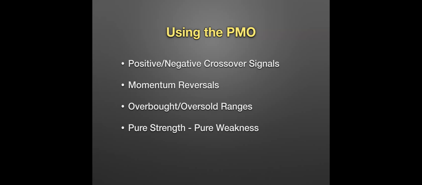The other thing that you can do with the PMO that's really important is you can find pure strength and pure weakness in a particular market move. So this is a very important aspect of the PMO, and I will explain how you can find that pure strength and pure weakness by looking at the PMO. It is a confirmation indicator. So you can confirm price action, you can confirm what's happening with stochastics, you can confirm what's happening with price, obviously, with this indicator.